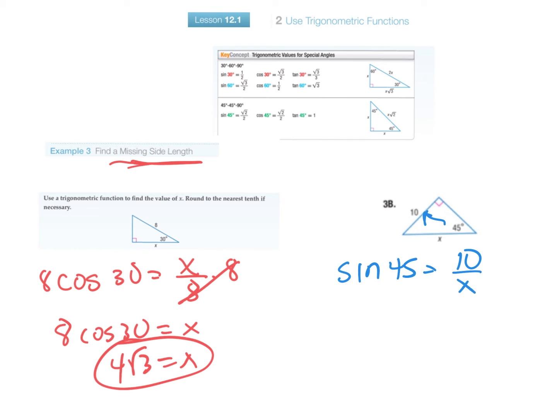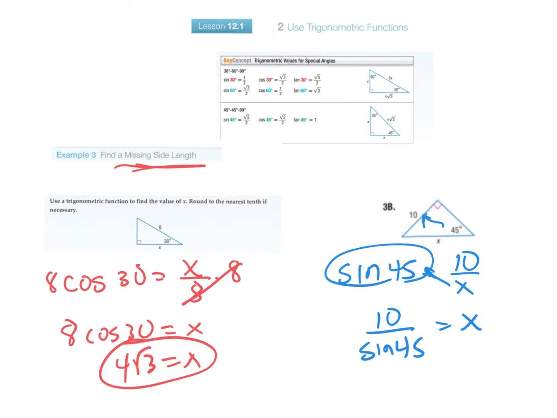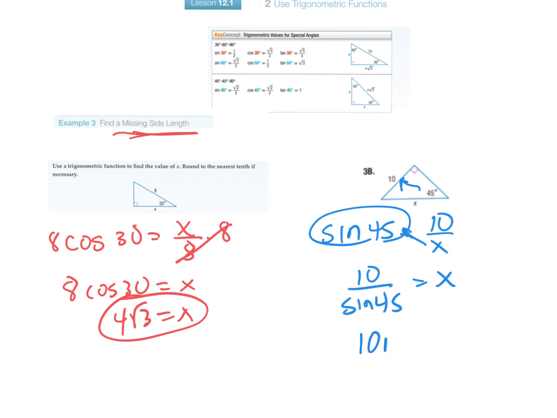Now the other difference between this, besides the different trig function, is we have x on the bottom, not on top. So in this case, we're not going to multiply, we're going to divide by this. Basically, we're cross-multiplying x times that, and then dividing by the sine. So we end up with 10 over sine 45. So when x is on the bottom, you're going to divide by this sine function to get the answer. If you press that in your calculator, you will get 10 radical 2 equals x. And so we solved these two different types.